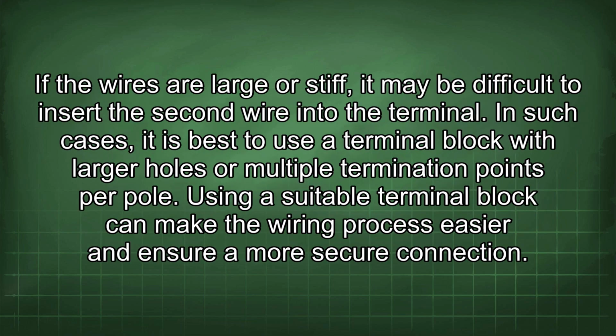If the wires are large or stiff, it may be difficult to insert the second wire into the terminal. In such cases, it is best to use a terminal block with larger holes or multiple termination points per pole. Using a suitable terminal block can make the wiring process easier and ensure a more secure connection.